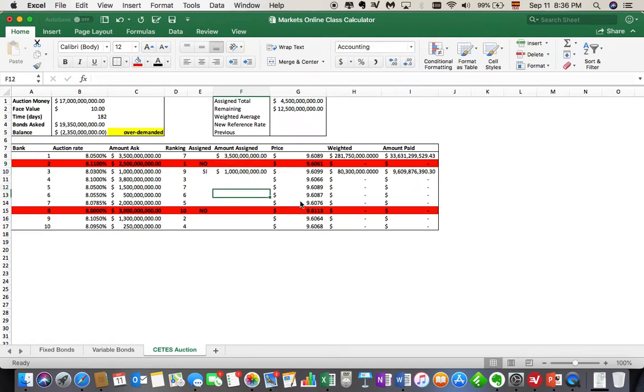Okay, so these two were assigned. Do we still have money remaining? So let's look for the next lowest rate, number 6.